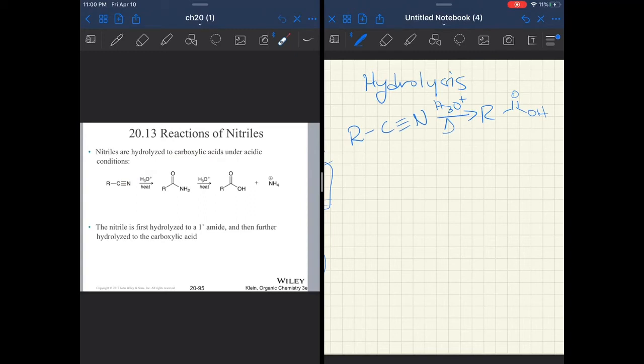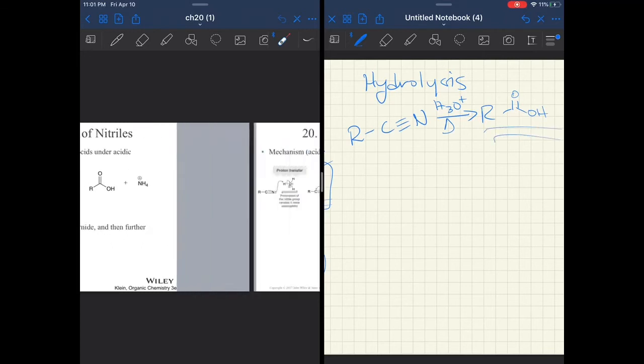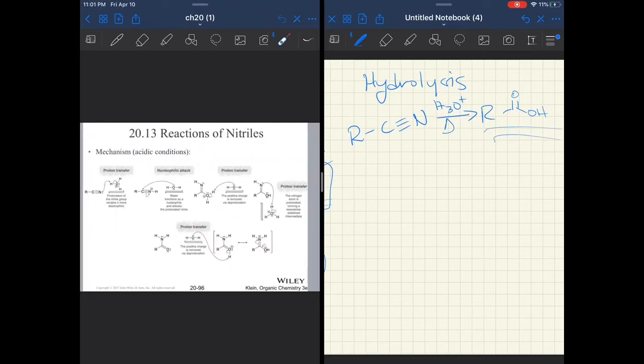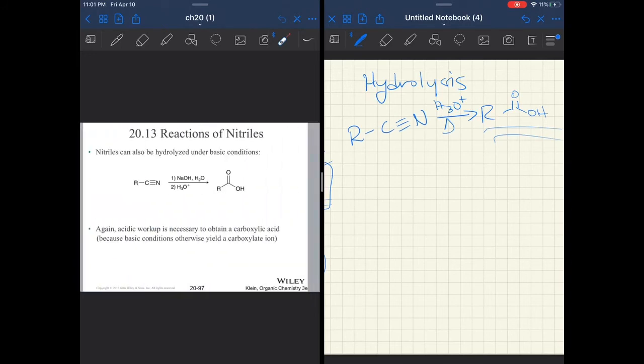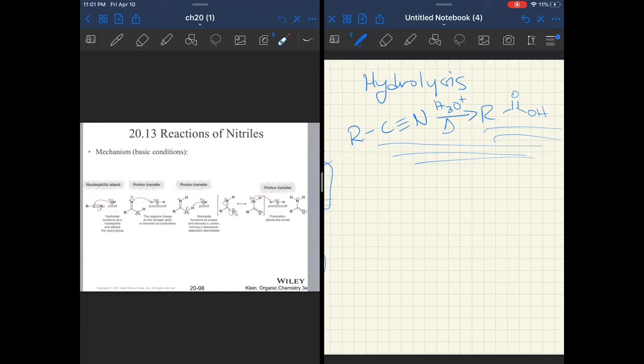I'm not going to ask you for the mechanism of this reaction, but again, you are responsible for product prediction. It is analogous to the mechanisms we've seen before, but it does look a little bit different because you have a nitrile instead of a carbonyl. So I'm not going to ask you. There's enough mechanisms that I will give you a little bit of a breather on that one. It can be hydrolyzed under basic conditions. I am going to stick to acidic conditions. So you do not need to commit this slide, slide 97, to memory. If I'm not going to ask you to know the reaction, I'm certainly not going to ask you to do the mechanism.